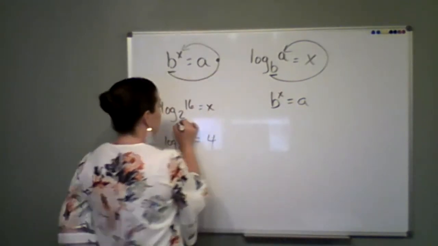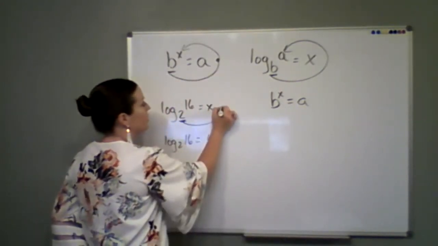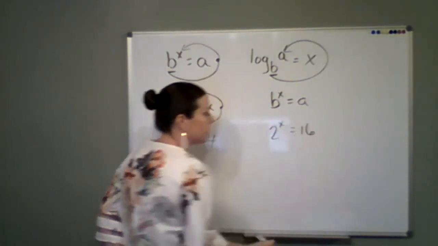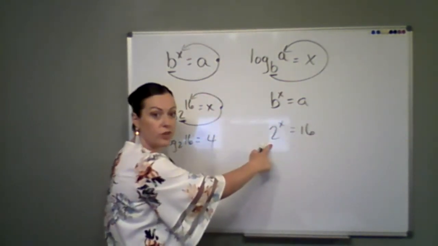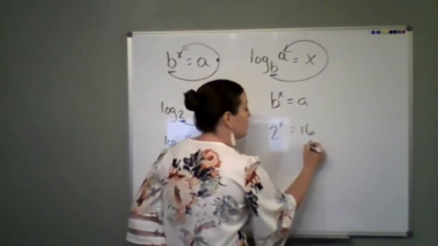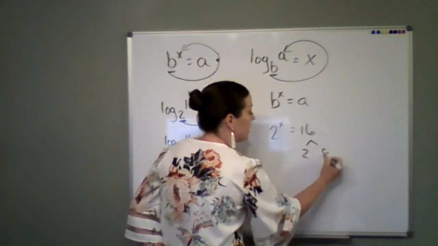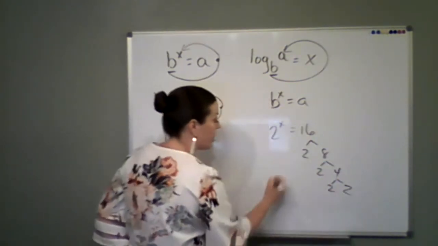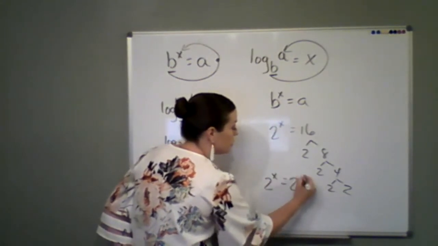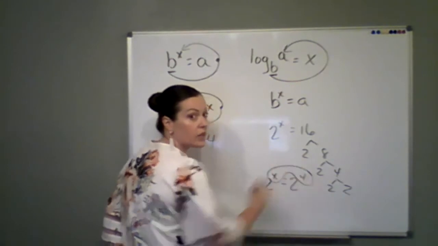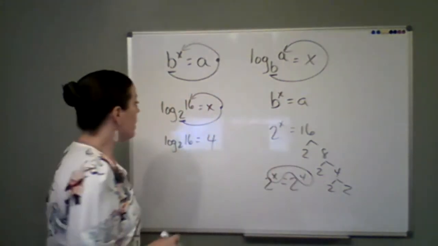Okay, so I know that 2 to some power equals 16. Well, if I have a base of 2 over here, I need to break the 16 down to a base of 2. So if I divide 2 out, I get 8. Divide 2 out, I get 4. Divide 2 out, I get that. So 2 to the x equals 2 to the 4. And when my bases equal each other, my exponents equal each other.